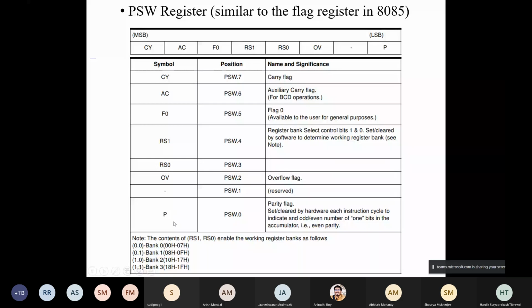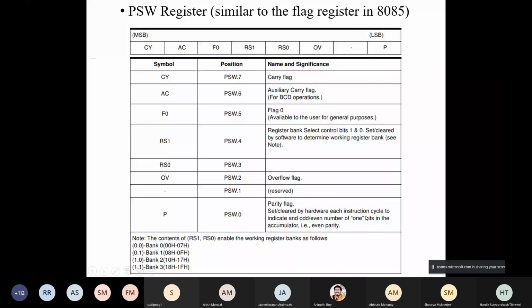Then the parity flag. I mentioned parity as even or odd, that means counting the number of zeros and ones. That counting happens after the result comes from the arithmetic logic unit. The 8-bit result that comes out of the ALU gets analyzed, and then the processor automatically counts the even or odd parity and updates this particular bit. So it is set or cleared. Set means 1, cleared means 0, by hardware, that means automatically by the microcontroller after each instruction cycle.